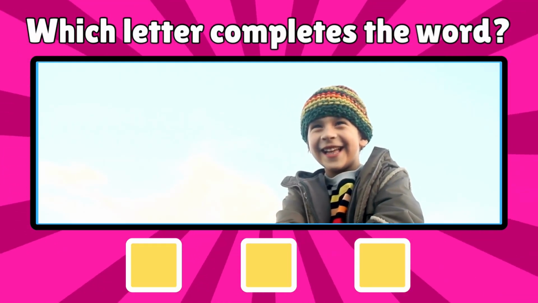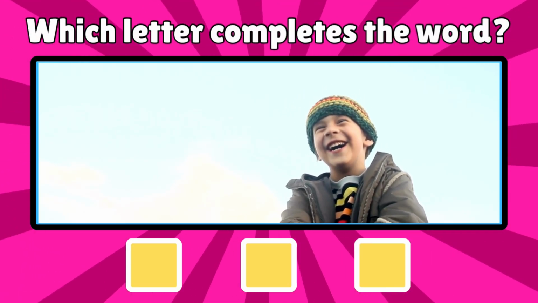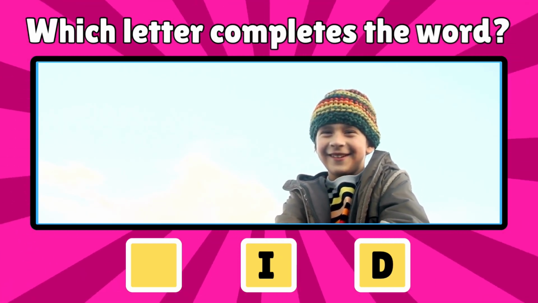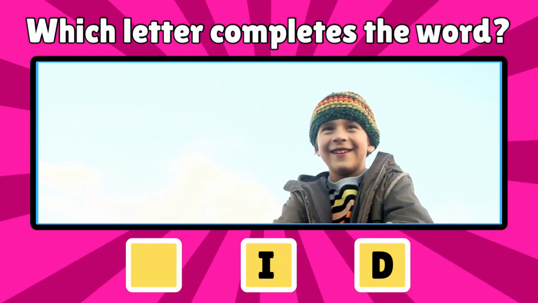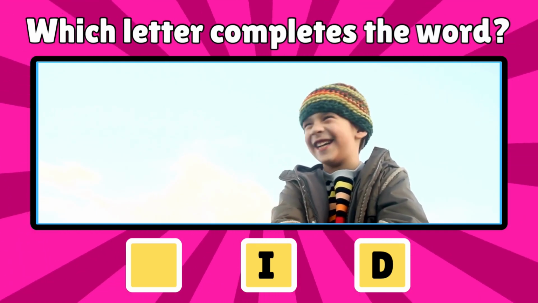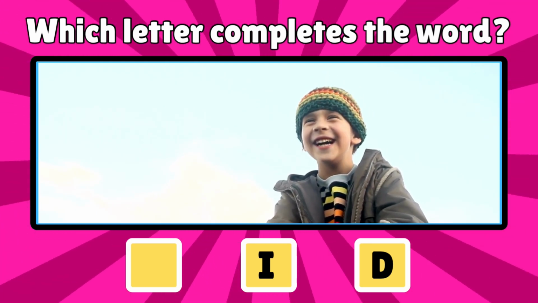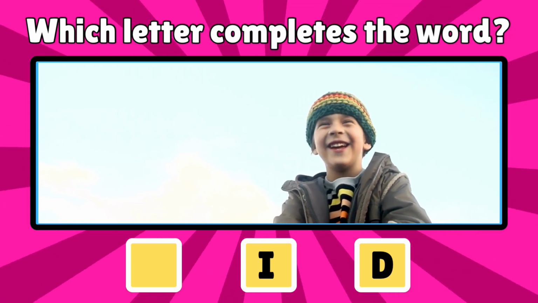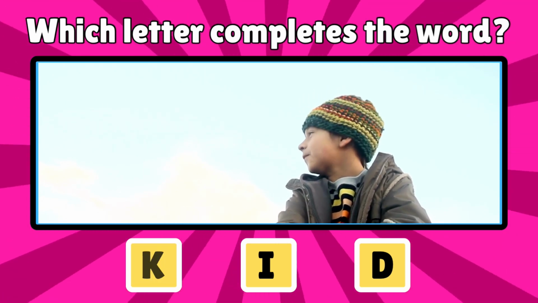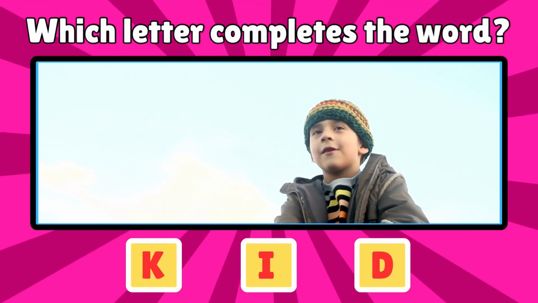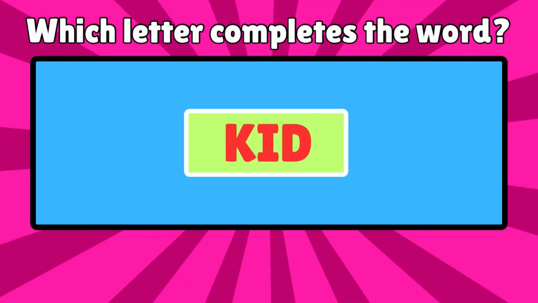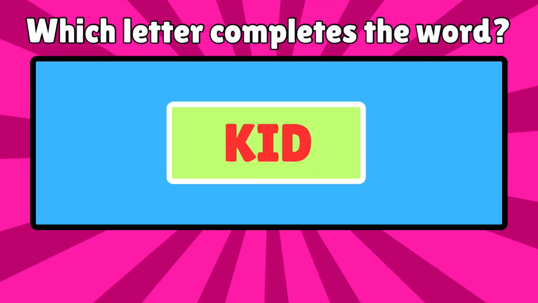Look at the picture. It is a kid. First letter is missing. I, D. Which letter completes the word? It is K. K, I, D. Kid. Can you say it again? K is for kid. Kid.